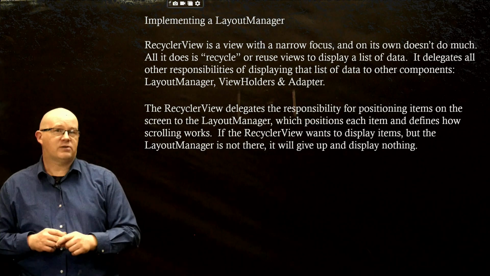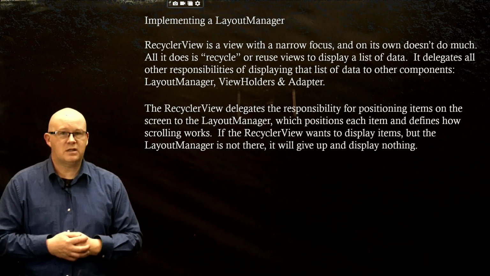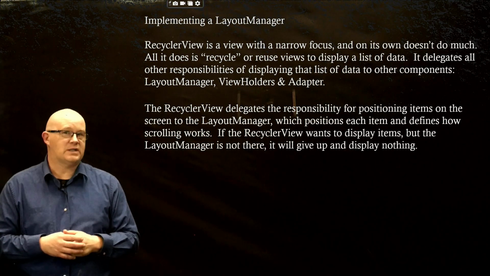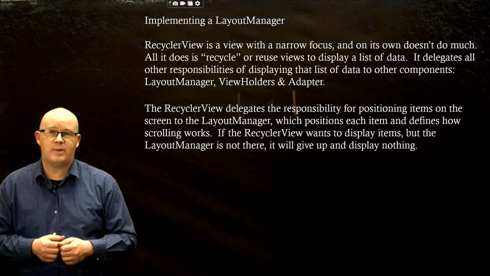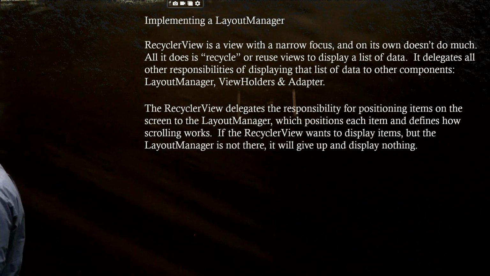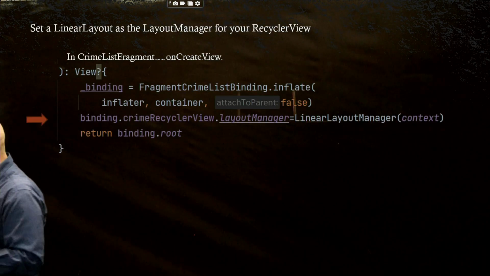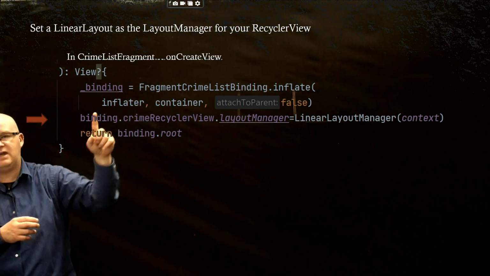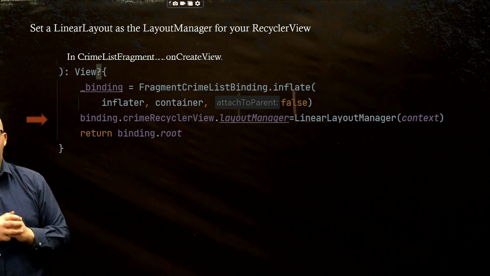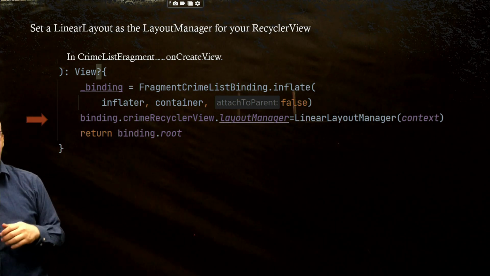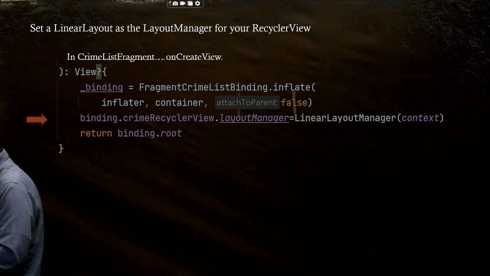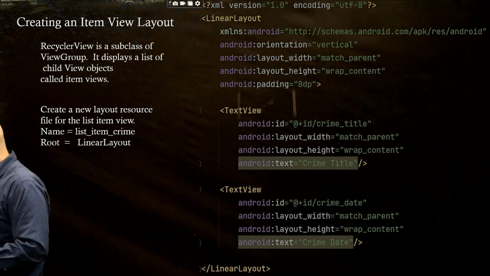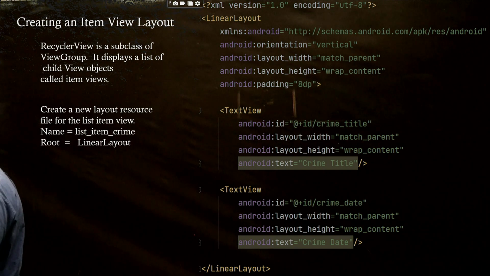The recycler view delegates the responsibility of positioning items on the screen to the layout manager, which positions each item and defines how the scrolling is going to work. If the recycler view wants to display those items but the layout manager is not there, it will give up and display nothing. All we really need to do is put into our crime list fragment, in onCreateView, this line: binding.crimeRecyclerView.layoutManager is equal to LinearLayoutManager(context). And then we will put in an item view layout. And that is where we're going to go with this chapter.